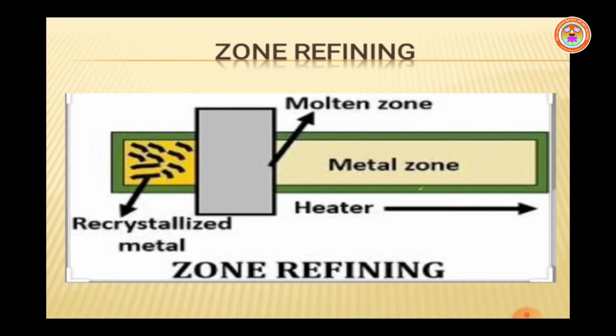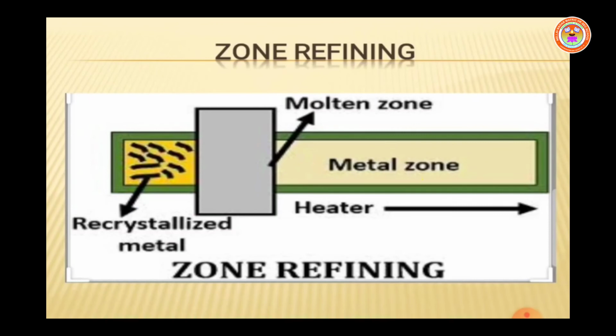Now we can see the principle of zone refining. This method is based on the principle of fractional crystallization. Fractional crystallization means repeated crystallization. In this method, the impure metal is melted and then the molten metal is allowed to solidify. During solidification, only the pure metal crystallizes while the impurities pass on into the adjacent molten region.